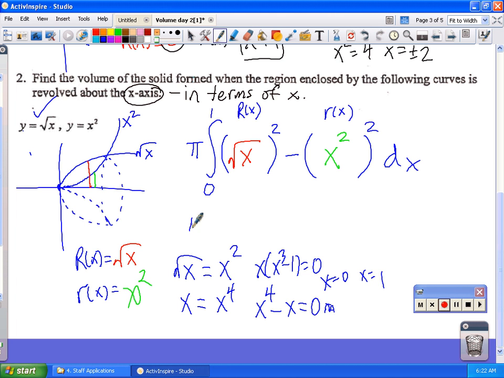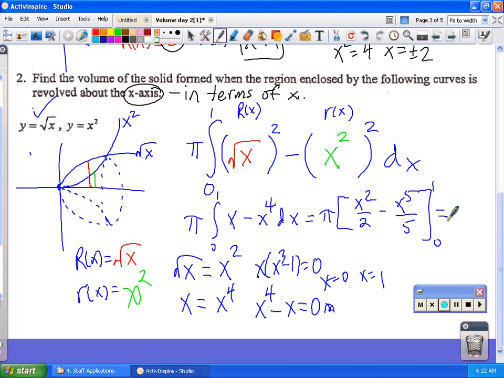I'll take it one more step. So that would be pi, the integral from 0 to 1 of x minus x to the fourth. Well, I'll take it even one more step. That would be pi times x squared over 2 minus x to the fifth over 5, evaluated from 0 to 1, and you can do the arithmetic. Again, the main idea, we're trying to get rid of the hole, so we have to take the area of the outer circle minus the area of the inner circle.